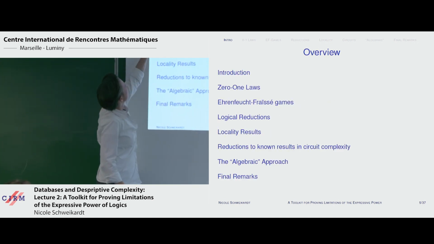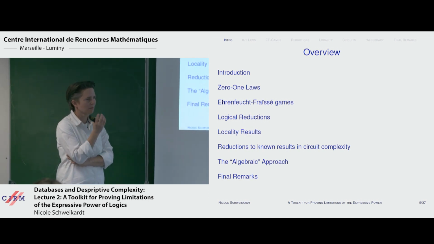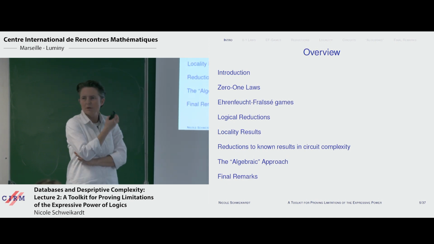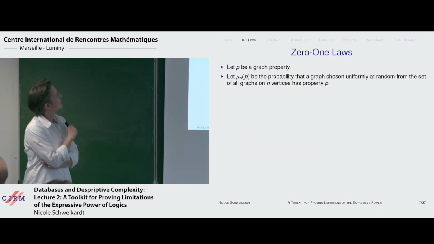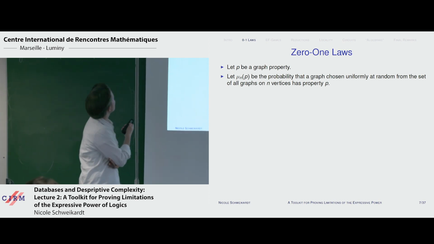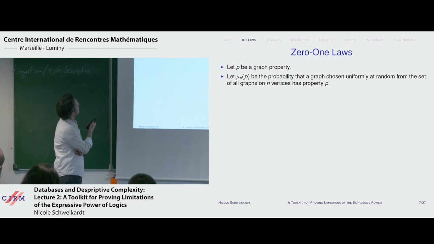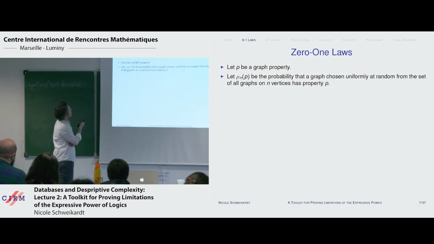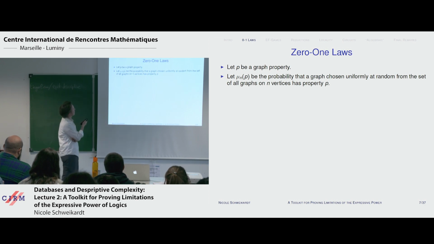Okay, so let's look at 0-1 laws, because from my point of view, somehow that's the weakest formalism for showing non-expressibility, but in some cases it's really elegant. So what is a 0-1 law? So let's look at a graph property P. And then for a number n, I say mu_n of P is the probability that a graph chosen uniformly at random from the set of all graphs on n vertices has this property P.